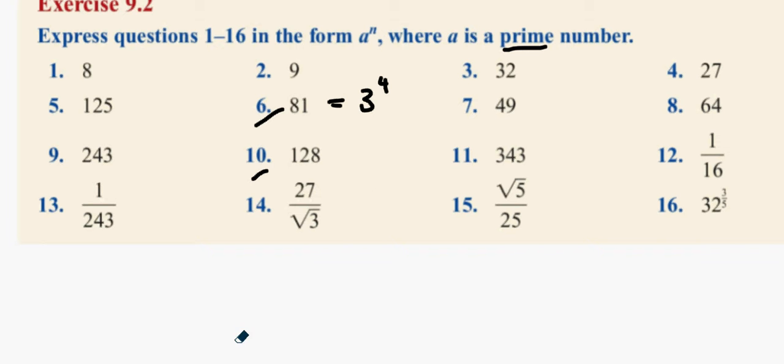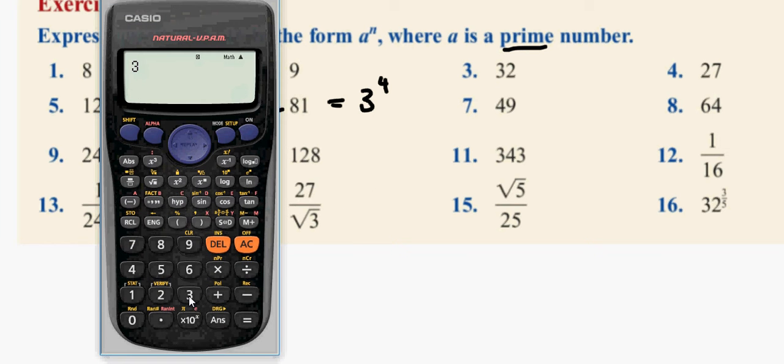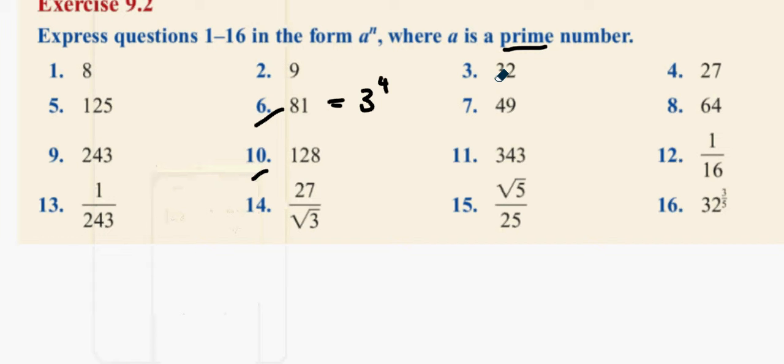Nextly, I go down to another one, like 343. I go to my calculator, 343, shift fact, and I get 7 to the power of 3. I go, okay, that's no worries, that's just 7 to the power of 3, that was easy.